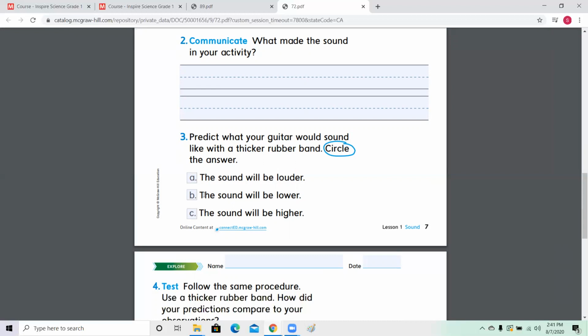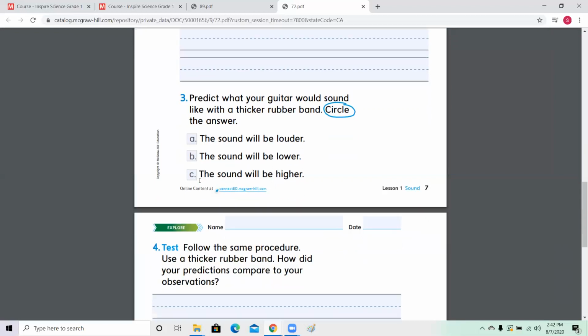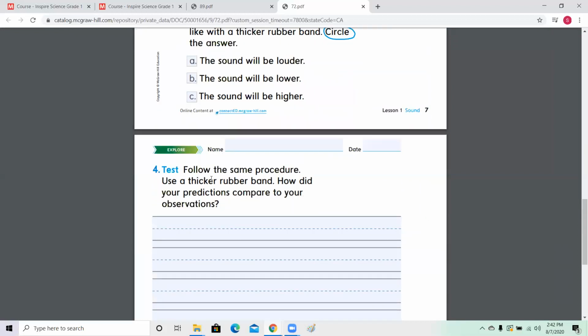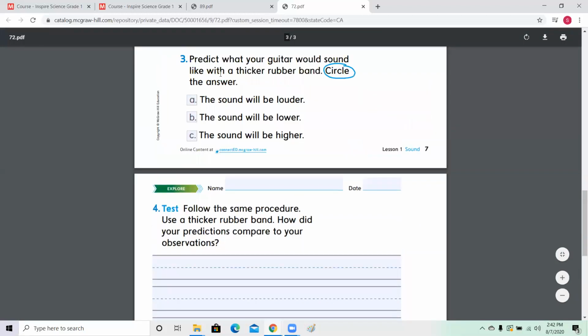All right, I'll let you figure this out when you do the experiment using a thicker rubber band. Okay, let's go. Page number 8. Follow the same procedures, use a thicker rubber band. How did your prediction compare to your observation? Remember, over here we predict, so you could choose the wrong answer or the right answer, it doesn't matter. Now, let's have the thicker rubber band, and try to see the observation and see if your choice was right.